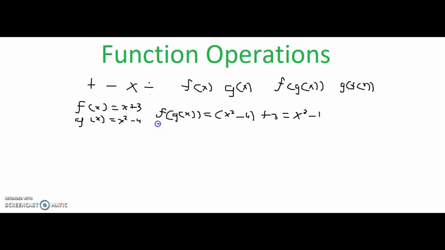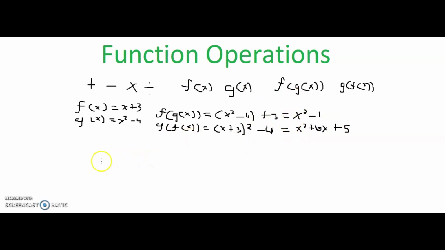If I were to do the opposite, if I were to do g of f of x, then I would take f of x and plug it into any x in the g function. So I would wind up getting the quantity x plus 3 squared minus 4. So if I expanded that out, that would be x squared plus 6x, and then that would be plus 9. 9 minus 4 is 5, so I would get x squared plus 6x plus 5. And that's how to do function operations.